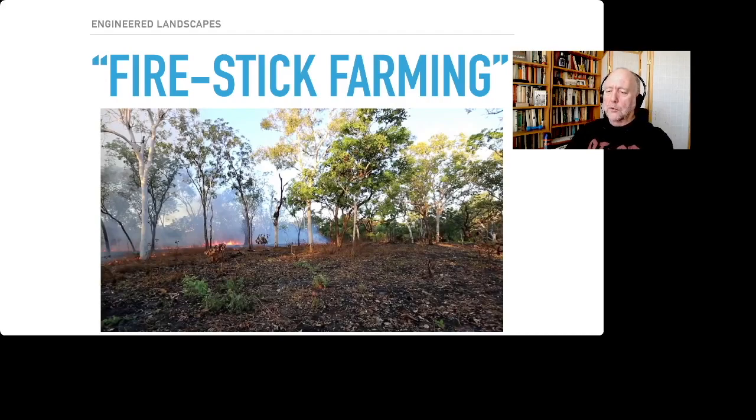Now, it's called cool burning, and in Australia it's called cultural burning. It shouldn't be confused with slash and burn agriculture, where regions in forests are cut down and then the vegetation that's been slashed is burned in order to put carbon and nitrogen into the soils.